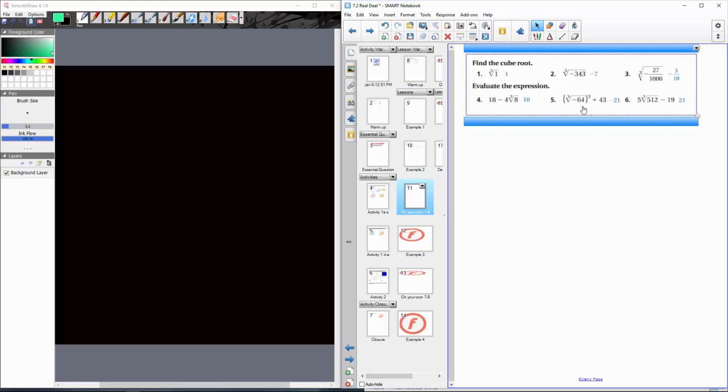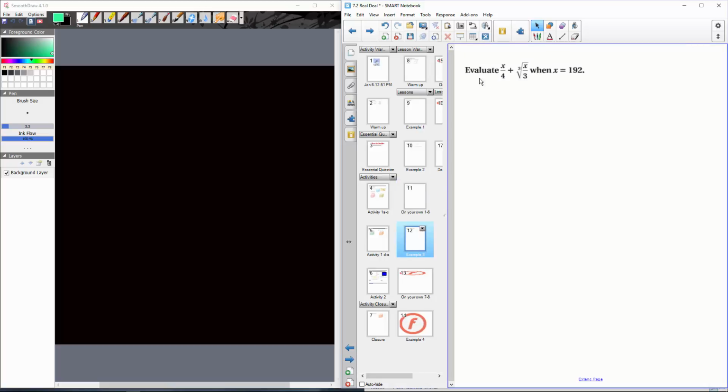So there are all the answers that I have. This one here, we're actually going to plug in the 192. So I'm going to do this one because this is a good one. So I'll have 192 over 4. And then I'll say plus the cube root of 192 over 3. Now remember, this little cube root thing is like parentheses. So I do it first.